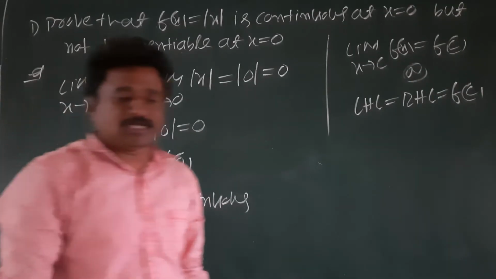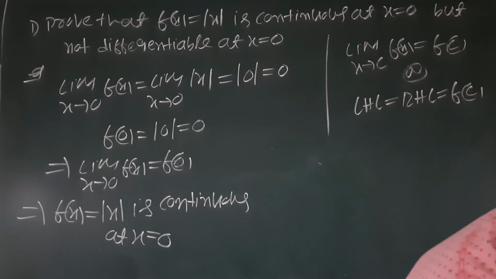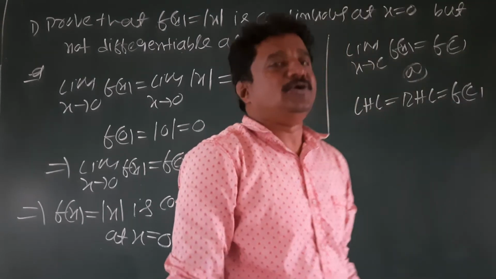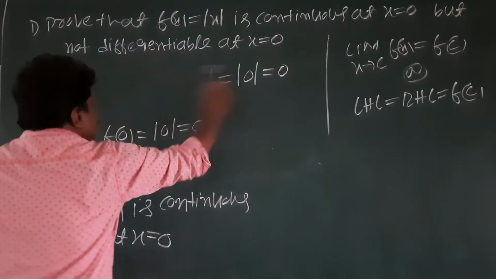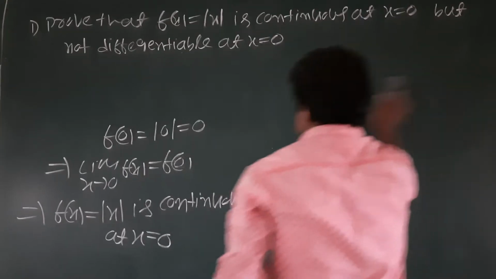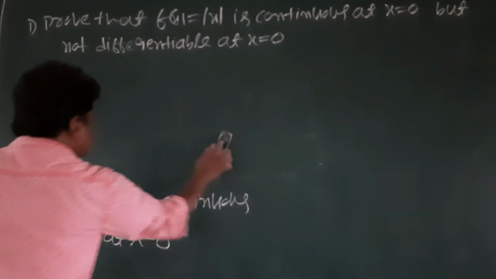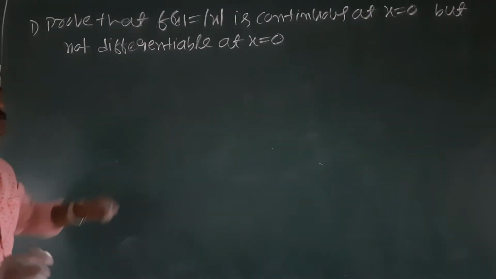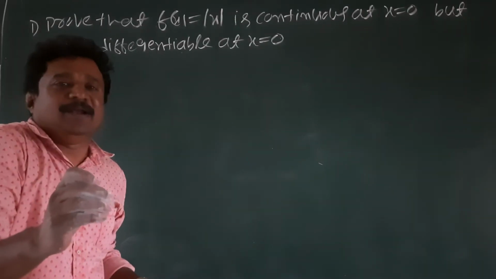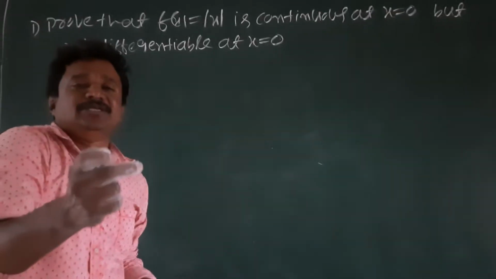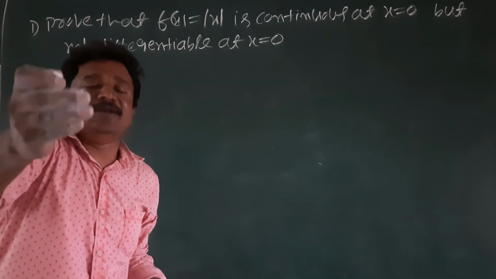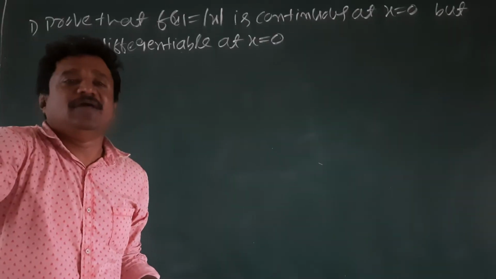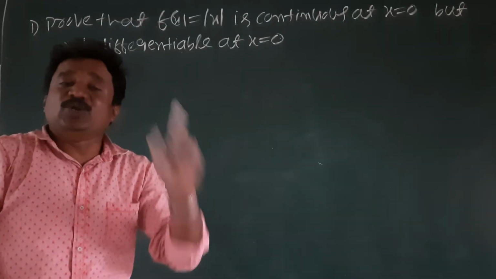Now let us go for checking differentiability, whether it is possible to differentiate it or not. Let us check that condition. To say the given function is differentiable, the left hand derivative should be equal to the right hand derivative. If the left hand derivative and right hand derivative are not equal, we say the given function is not differentiable.